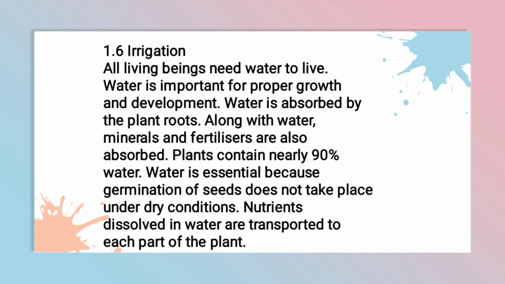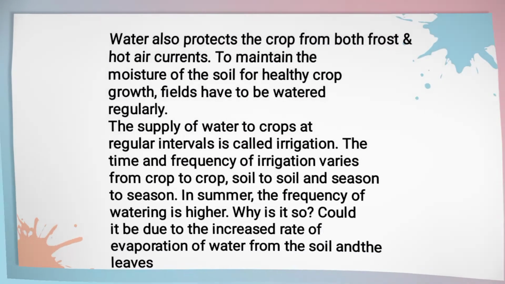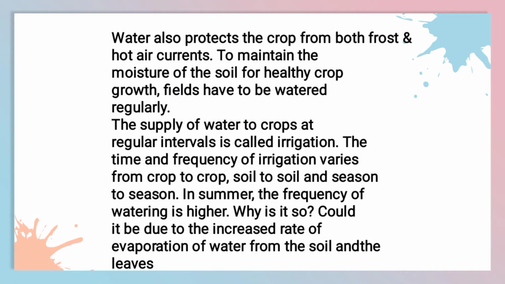So let us see here. Along with water, minerals and fertilizers are also absorbed. Plants contain nearly 90% of water. Water is essential because germination of seed does not take place under dry condition. Nutrients dissolved in water are transported to each part of the plant. As I told you, it is very important for the two steps, that is proper growth and development. Water also protects the crop from both frost and hot air conditions.